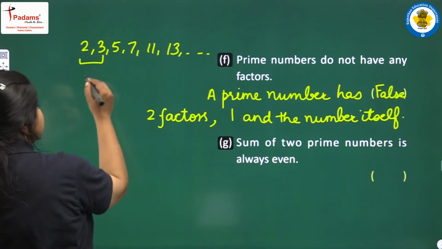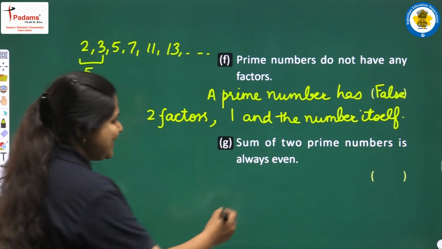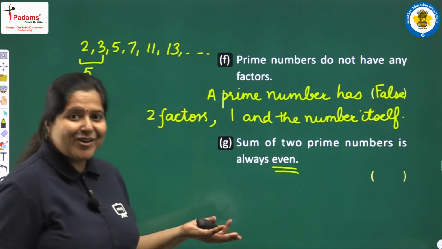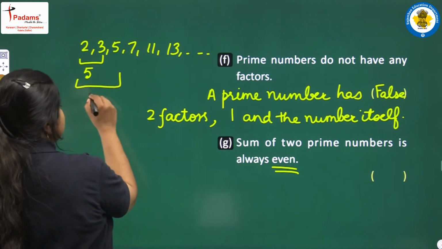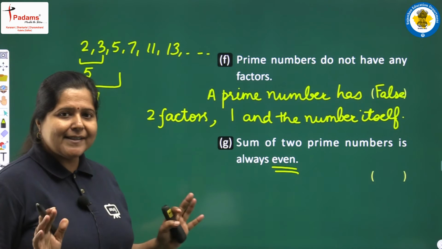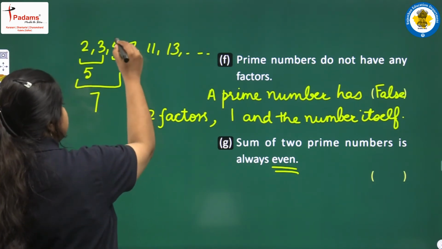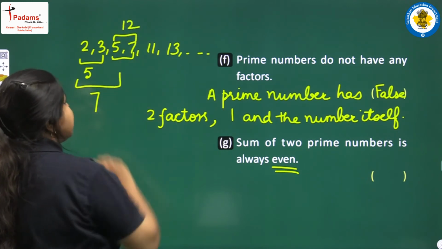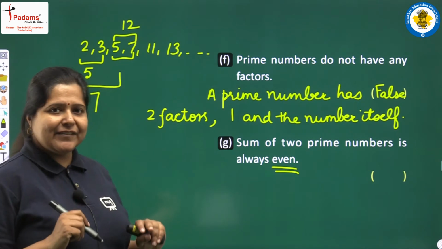If we add 2 and 3, what do we get? 5. Is it even? No, it's not even, it's odd. If we add 2 and 5, we get 7. Again an odd number. So every time we can't say that the sum will be even. If we add 5 and 7, then of course we are getting an even number, 12. But not always do we get an even number.